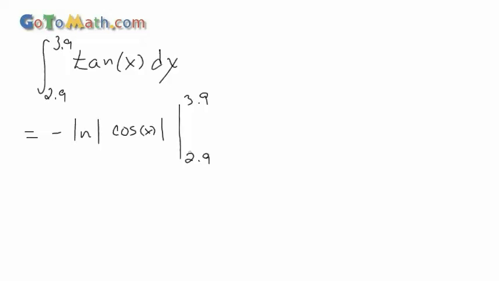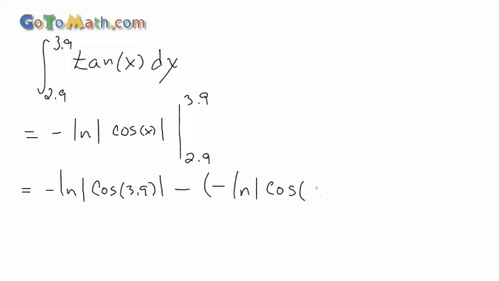And then what we do is go ahead and plug our numbers in. So we've got negative ln absolute value of cosine of 3.9 minus, always start a parentheses, don't forget to do that, cosine of 2.9, and I'll let you work this one out in your head if you want. Of course, you can take this and make this a plus right here, a plus if you want.